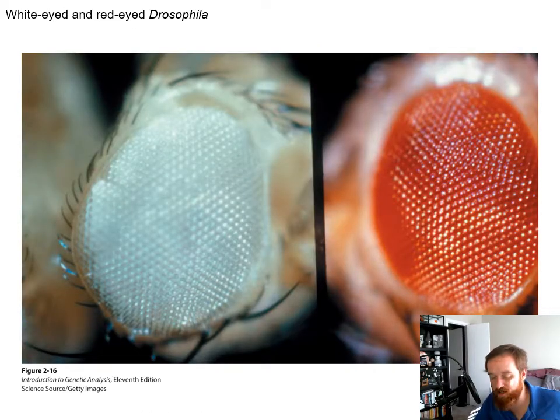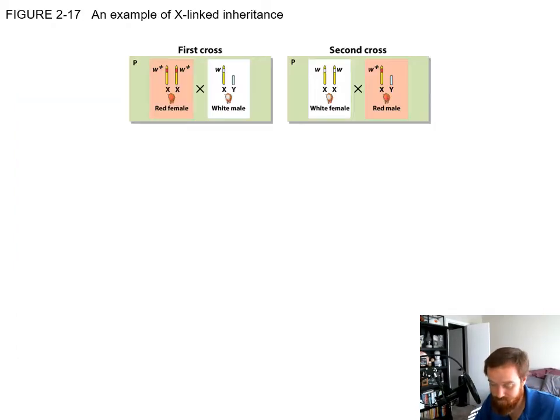So what we're going to look at as an example of sex-linked inheritance is the eye color. We have 2 phenotypes: white eyes and red eyes in Drosophila. And we're going to look at 2 crosses associated with this eye color.